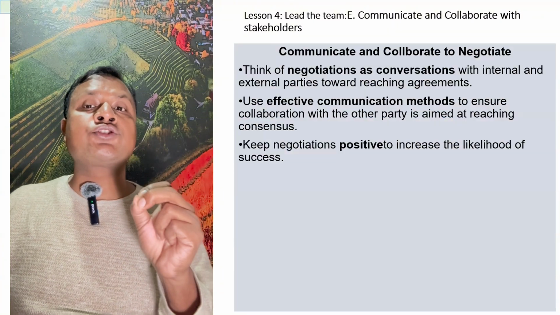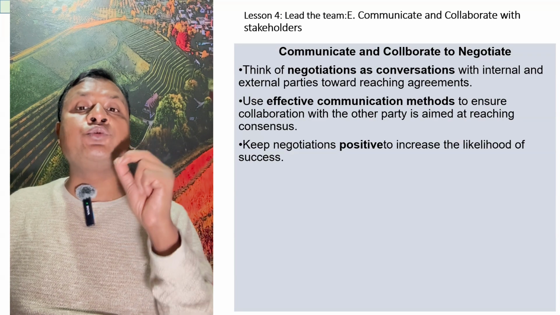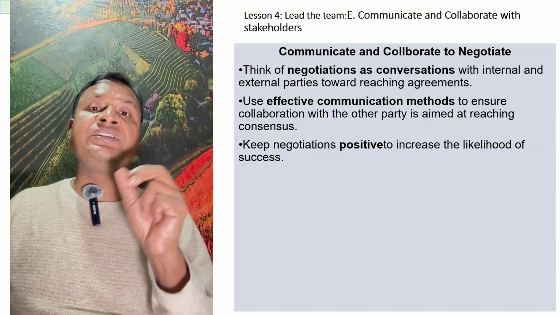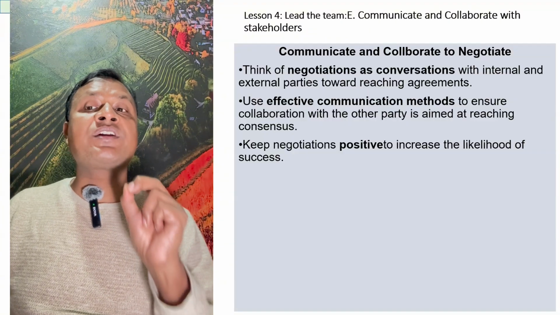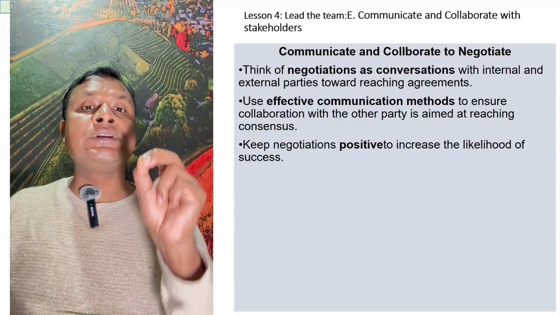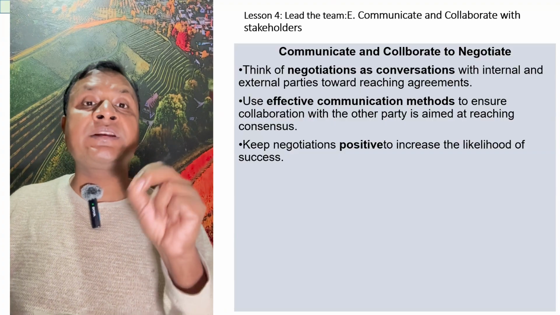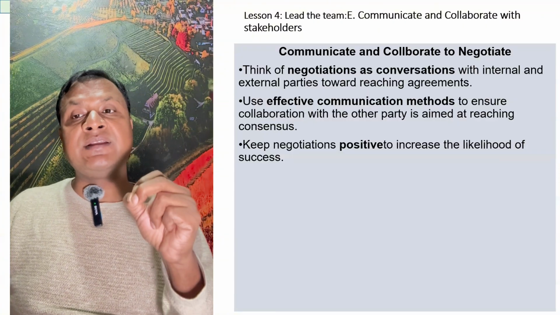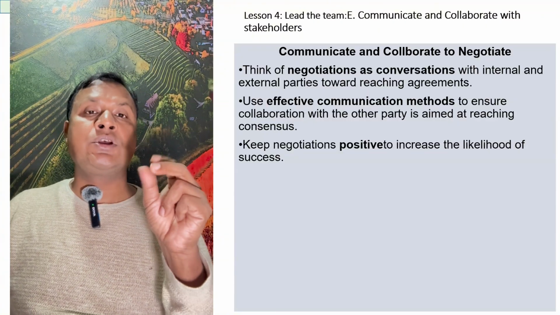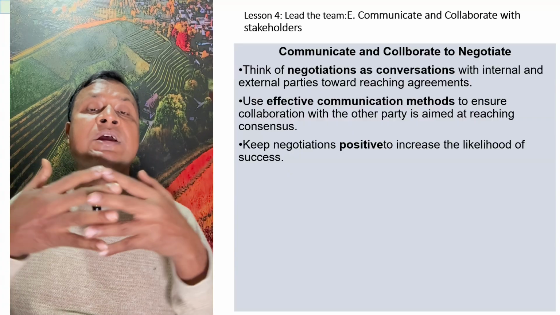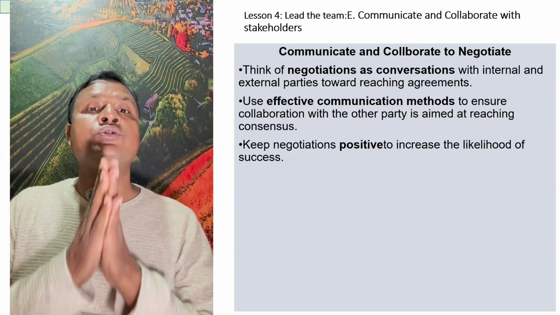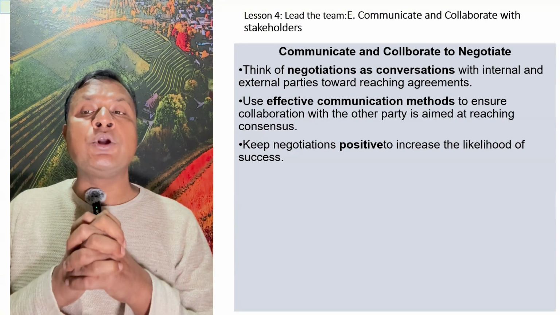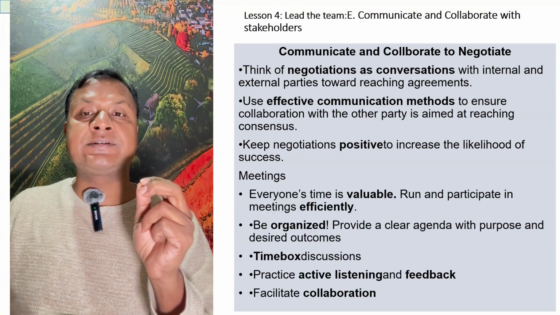So for collaboration, we can communicate and collaborate to negotiate. We should think of negotiations as conversations with internal and external parties toward reaching agreements to reduce the conflict. We use effective communication methods to ensure collaboration with the other party is aimed at reaching consensus. We might have some different opinions, but we should reach consensus and we should keep negotiation positive to increase the likelihood of success.